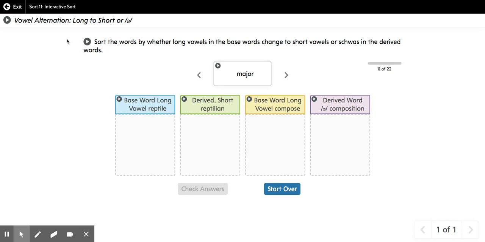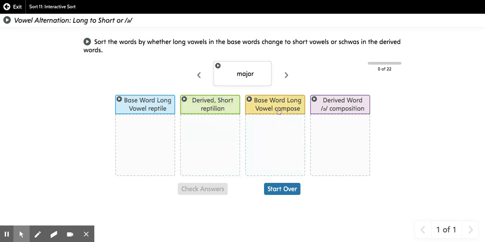They are wanting you to sort the words by whether the long vowel in the base word changes to a short vowel or a schwa in the derived word. So let's look at our headers. The base word with the long vowel, reptile. You can hear that long vowel in this long I, reptile. And when the word is derived and it's reptilian, then that long I gets switched to a short I.